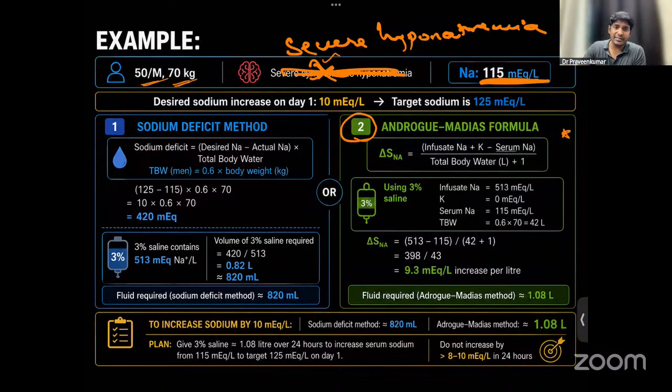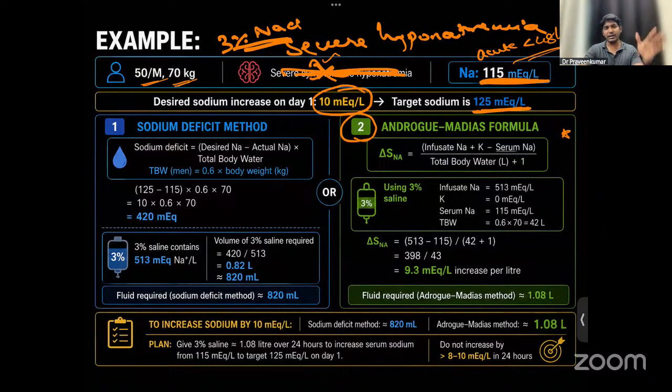So if there is severe hyponatremia and it is acute, less than 48 hours, the target on day 1 is an increase of 10 milliequivalents. So you should target a sodium of 125 milliequivalents. Now, how will you know what fluid to give and what amount? I told you whenever there is severe hyponatremia, you have to give 3% saline. 3% saline is the drug of choice. So step 1 is choosing the fluid, and we have chosen 3% saline. Now the target sodium is 125.